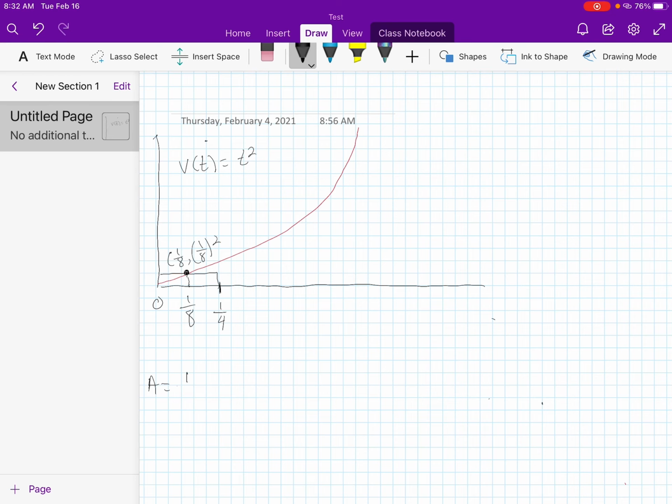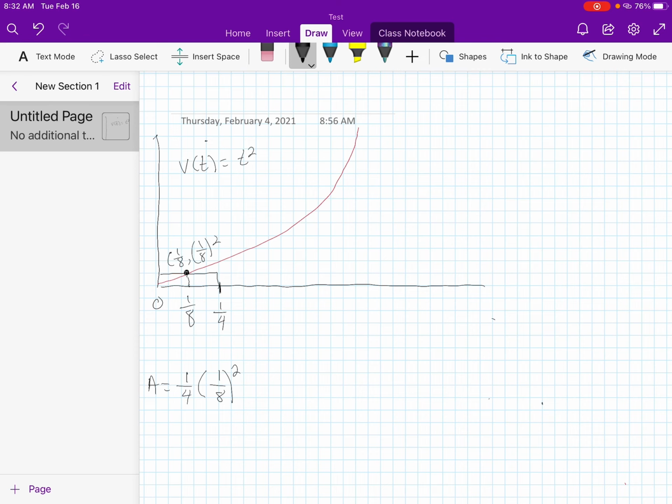Width 1/4. And its height is evaluated halfway in between because it's midpoint, and so its height is the y value there, which is 1/8 squared. Now, if you sort of get that, the rest is very repetitive. If you're having trouble with that, don't worry, I'm going to do it a few more times here.